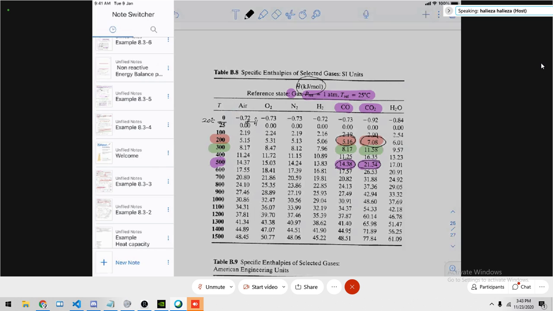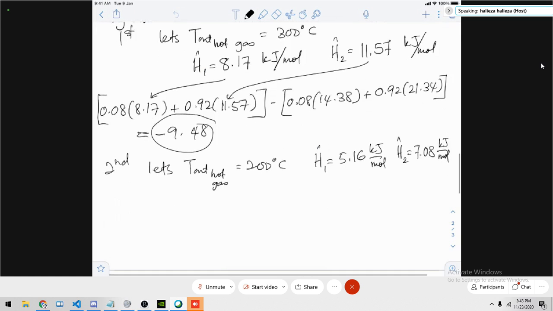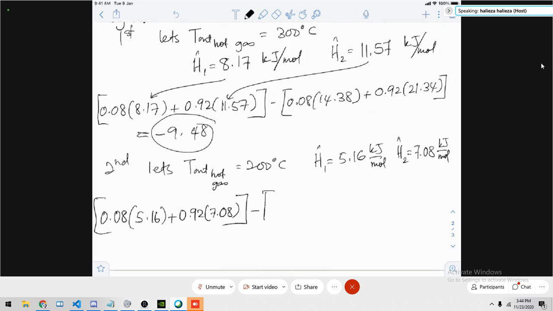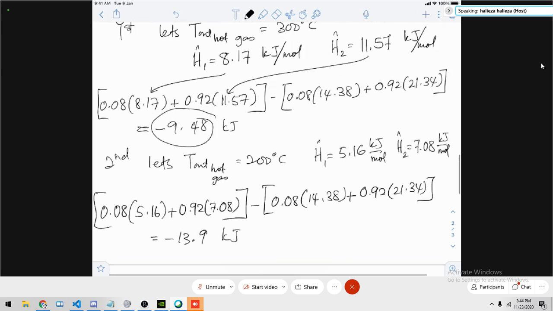So now, putting the same values into the same equation: 0.08 times 5.16 plus 0.92 times 7.08. This is your outlet minus your inlet, 14.38 plus 0.92 times 21.34. So what's the answer? Negative 13.9. That's far off, isn't it? Yes, very far off. So now what we're going to do is interpolation.